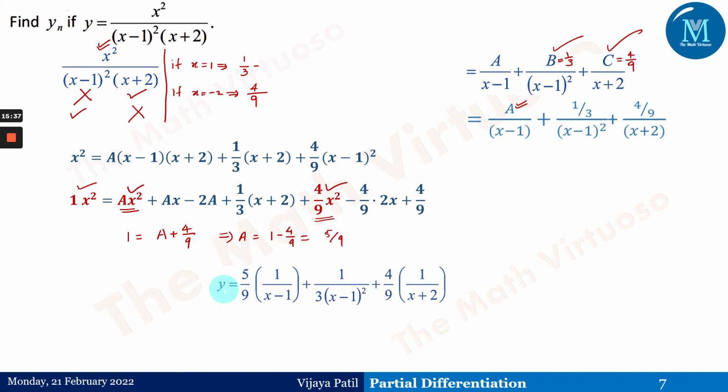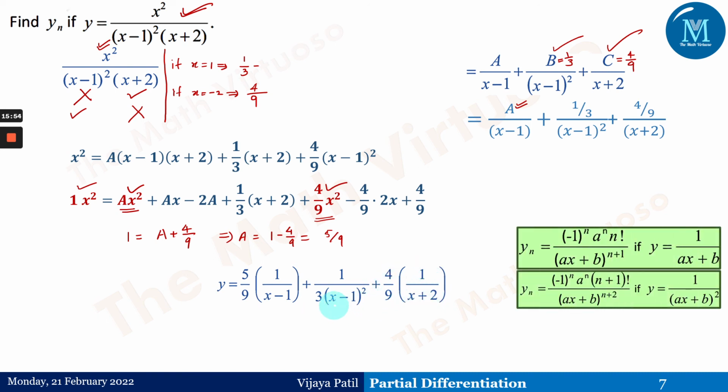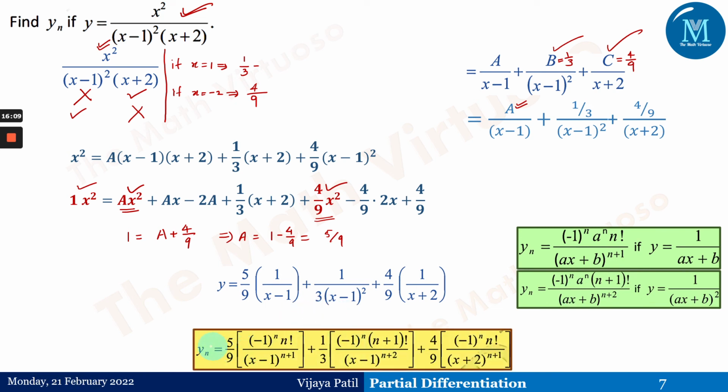So we got the value of this particular y, or you can say this particular function, which is given to us in the first question. It's 5 by 9 times 1 upon x minus 1, plus 1 by 3 times 1 upon x minus 1 the whole square, plus 4 by 9 times 1 upon x plus 2. And we have got it here because of these two functions, 1 upon ax plus b, the nth derivative is this, and 1 upon ax plus b the whole square, the nth derivative is this. We are going to get the nth derivative of this particular function as this. Very, very simple type of examples.